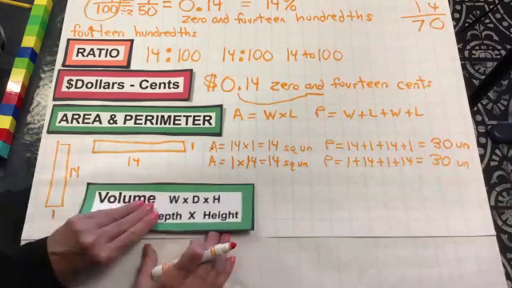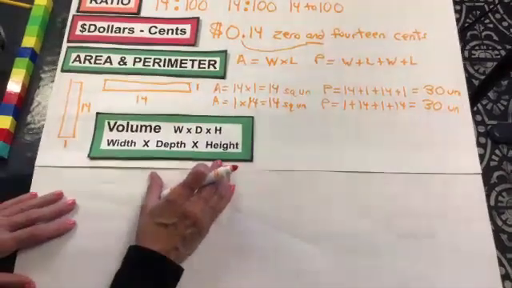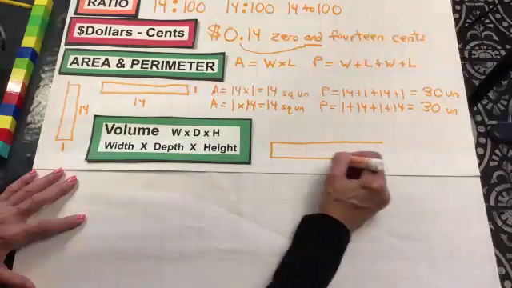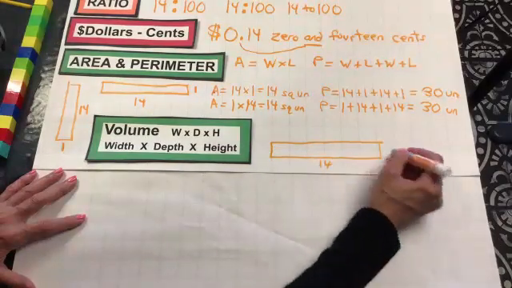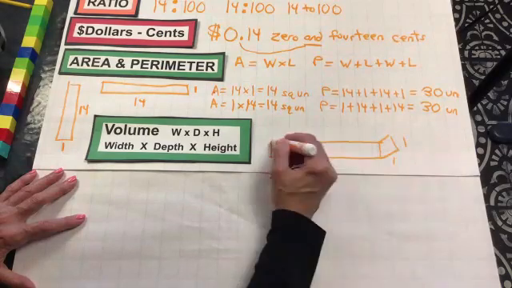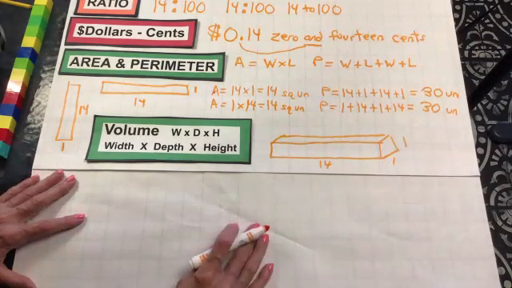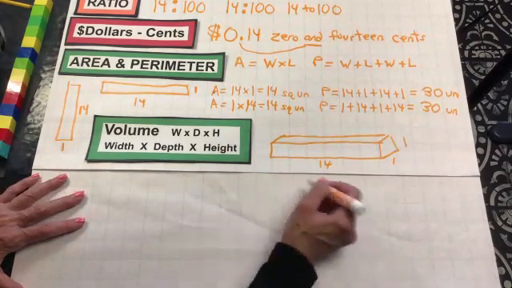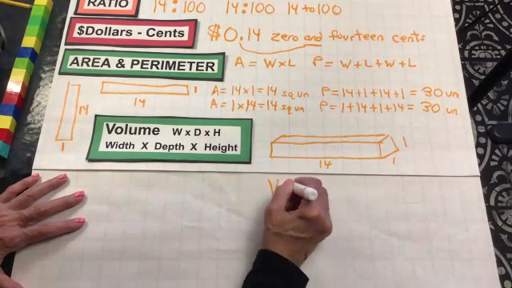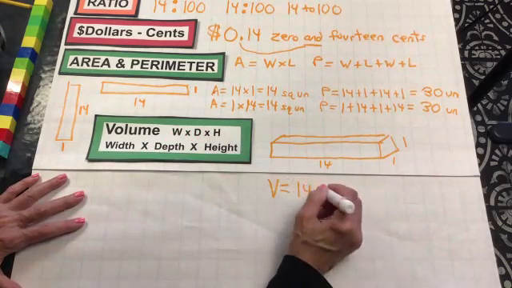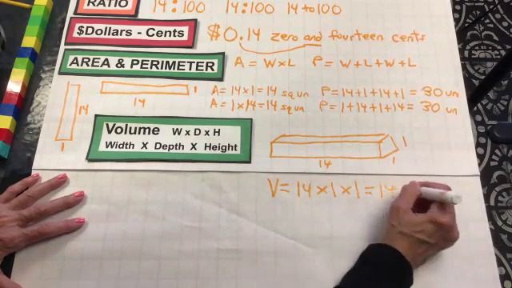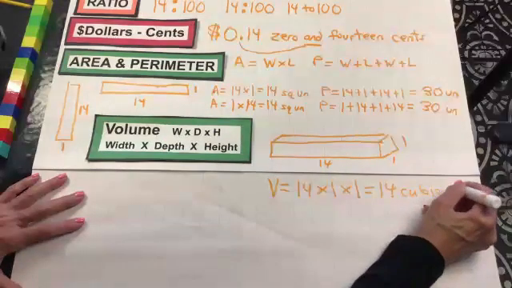All right, let's go into volume. So I'm gonna move my paper up here. So now we're talking, it's 14 across. It's 1 deep and 1 tall. Do your best on drawing those rectangular prisms. And remember, volume is width times depth times height. So this would be volume equals 14 times 1 times 1, which equals 14 cubic units.